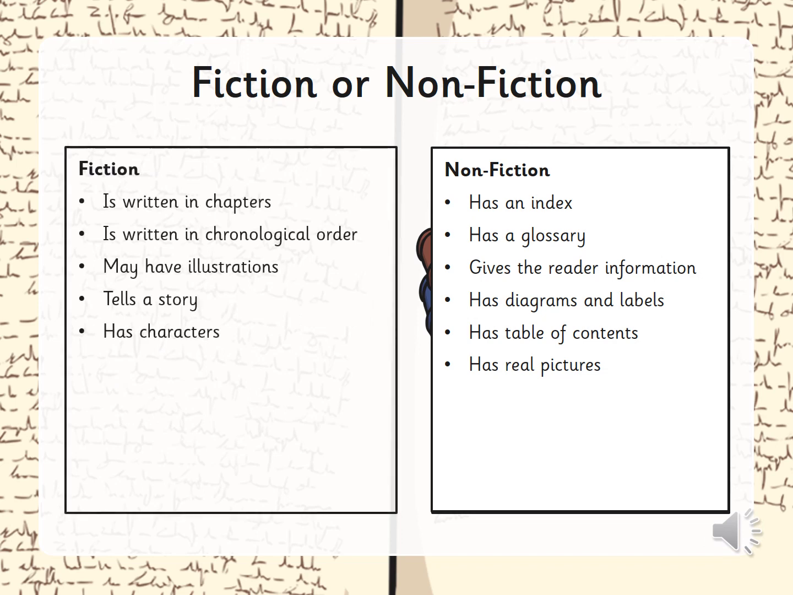Let's summarize the difference between the fiction and non-fiction books. Fiction books are written in chapters, written in chronological order, may have illustrations, and tell a story. It has characters. Non-fiction has an index, a glossary, gives the reader information, has diagrams and labels, has a table of contents, and it has real pictures.